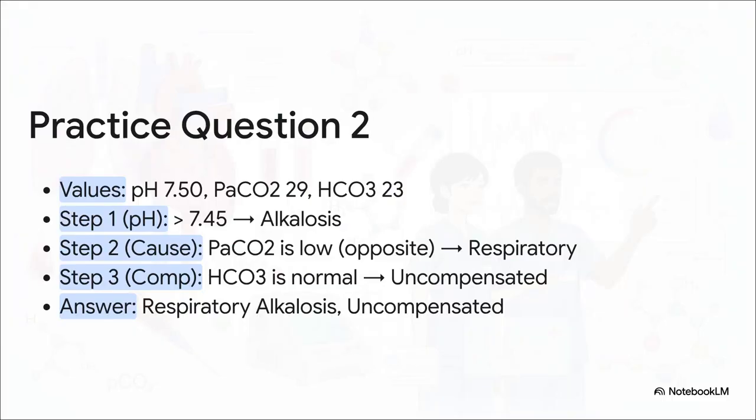Boom. Okay, next one. pH is 7.50, PaCO2 is 29, HCO3 is 23. Let's go. Step 1, pH is high, so that's alkalosis. Step 2, PaCO2 is low. High pH, low CO2, they're opposites again. It's respiratory. Step 3, our HCO3 is still in the normal range, so no compensation. The answer is uncompensated respiratory alkalosis. You see how this system just works?